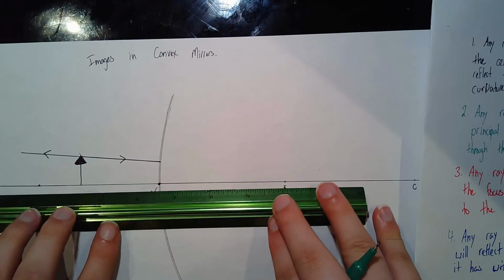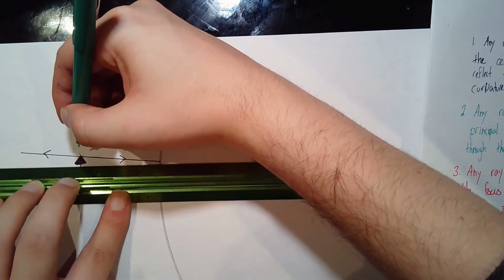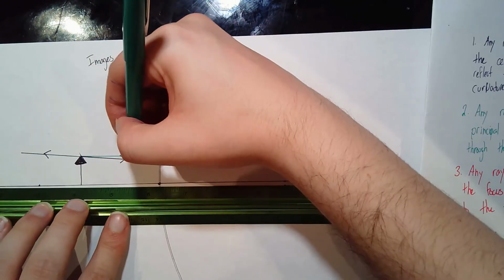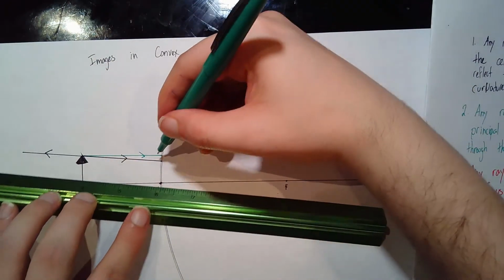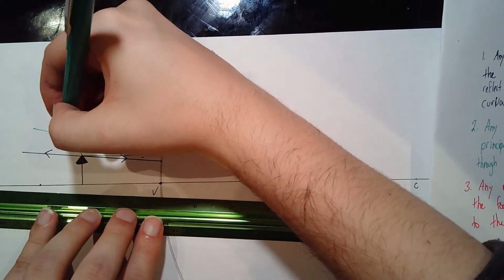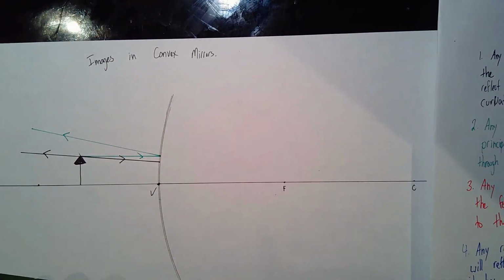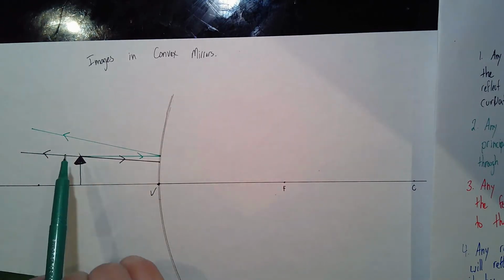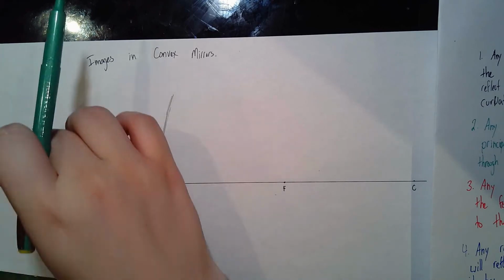So let's take our line that is parallel to the principal axis. It's going to come straight across. And then, once it hits the mirror, it's going to reflect directly away from the focal point. Now again, we kind of run into the same problem that we did when we had our object between the vertex and the focus point, in that these rays on the left side of the mirror are never going to intersect. They are never going to cross.